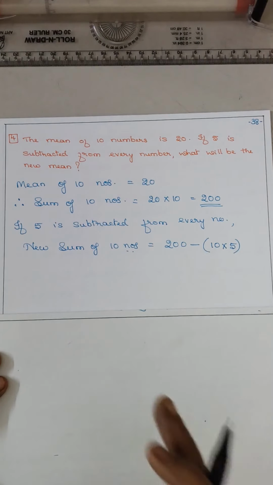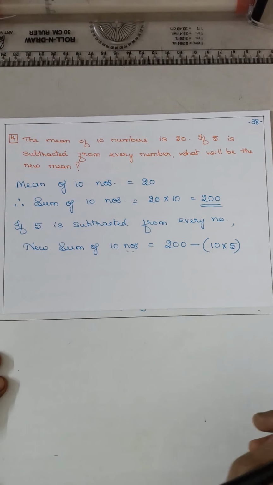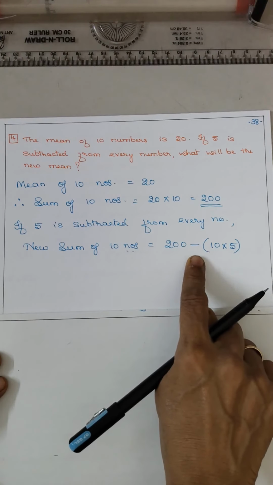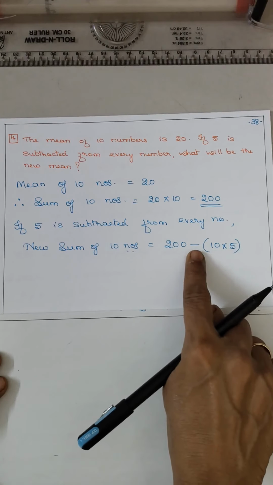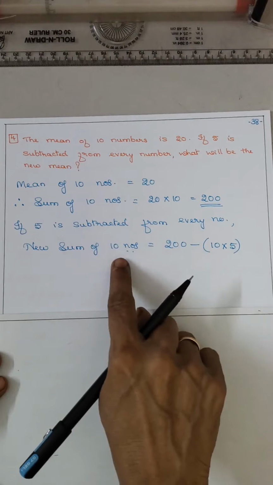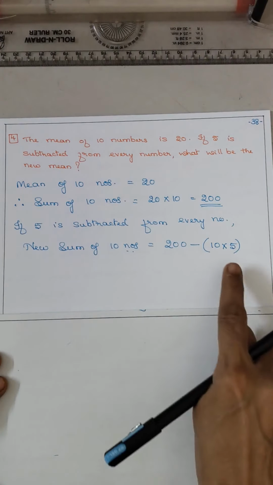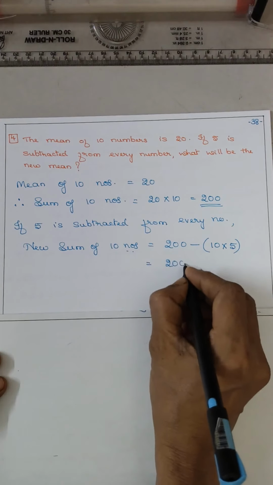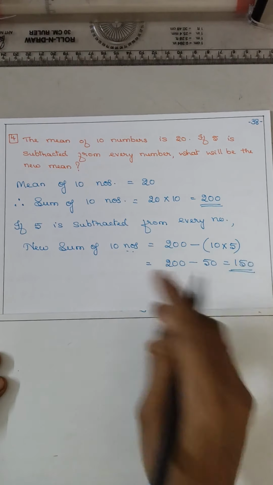तो उधर 2 is added to every number, बोले हैं, इधर 5 is subtracted from every number. So original sum माइनस added है तो addition sign, subtracted है तो subtraction sign. फिर 10 numbers are there and 5 is subtracted from every number, so multiply by 5. So it becomes 200 minus 50, that is 150. That is the new sum.